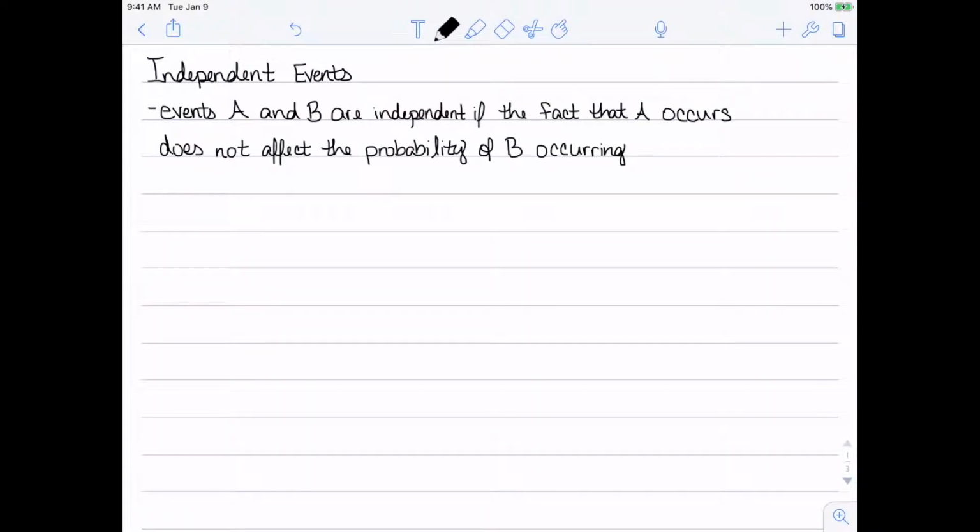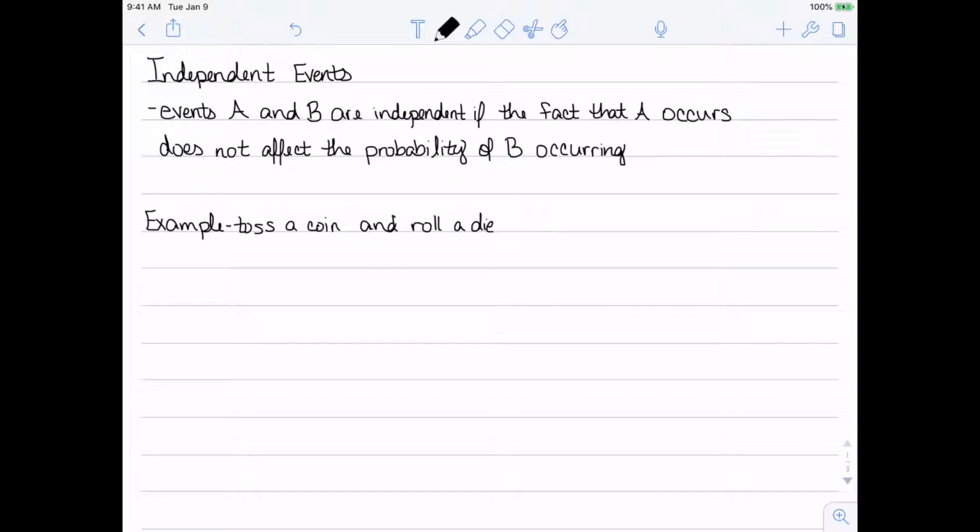We'll now look into a couple of more different probability rules. And in order to do this, we're going to start with the definition. And that's the definition of independent events. We say two events are independent if the fact that the first one occurs, the fact that A occurs, does not affect the probability of B occurring. So the fact that the first one happened has zero influence on the second one.